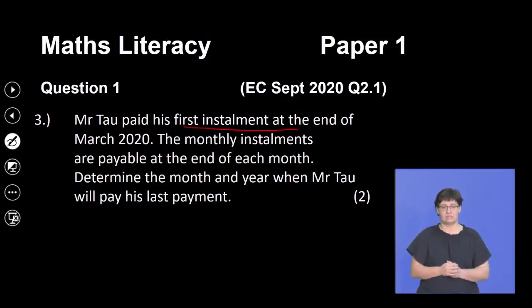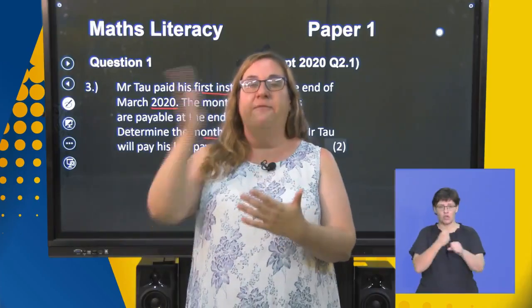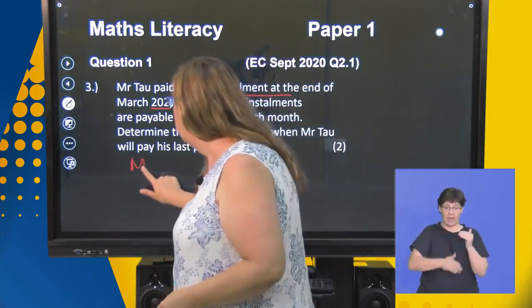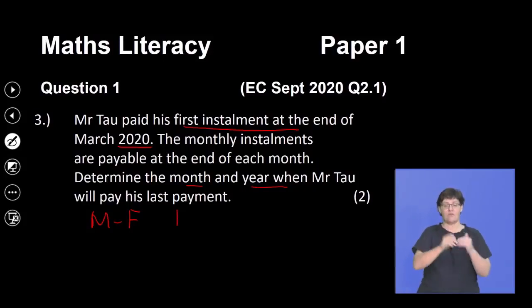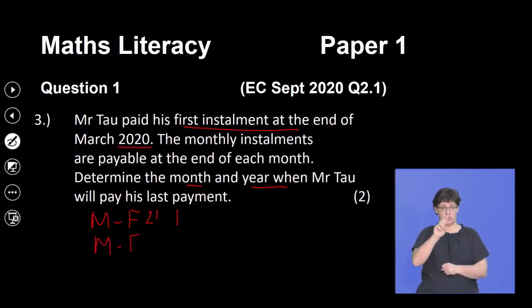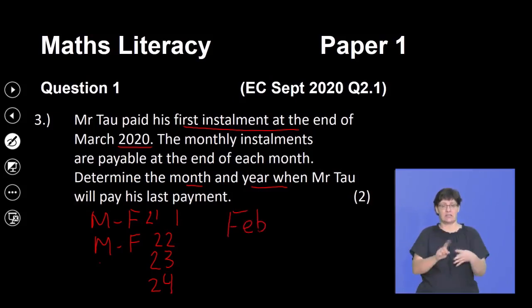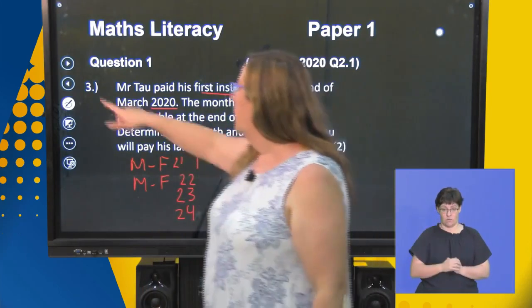He paid his first installment at the end of March 2020, and the monthly installments are payable at the end of each month. Determine the month and the year when he will pay his last payment. So, paying at the end of March, which means a full year goes to the end of February. So March to February is 1 year, and that February will be 2021. Then the following year, from March to February, will be 2022. That's the second year. And we're going to do this again, will be 2023, and finally 2024. So his last payment will actually be in February 2024. I always like to break it down year by year. It makes it easier for us to get to the correct answer.